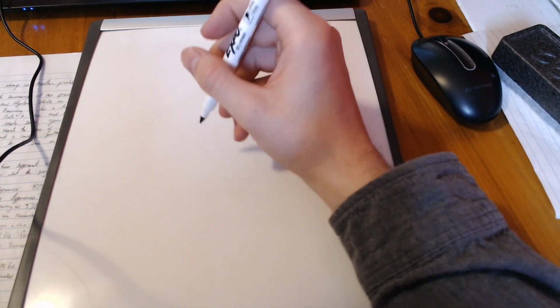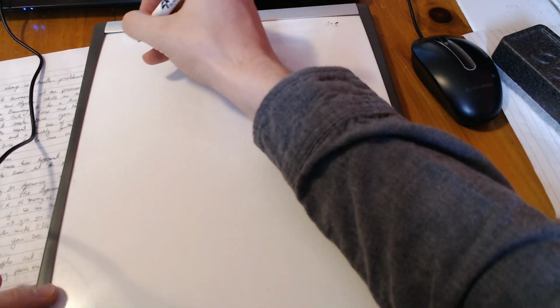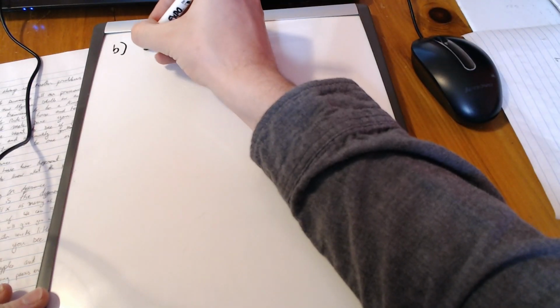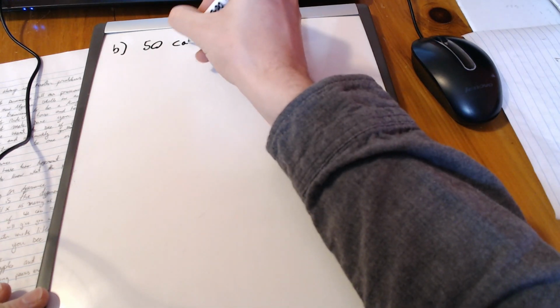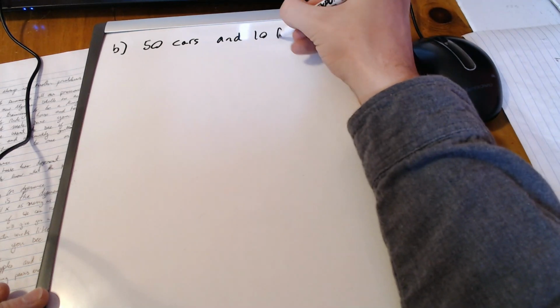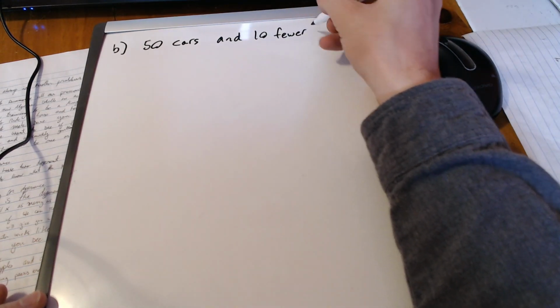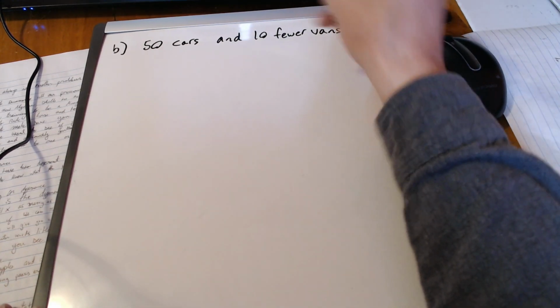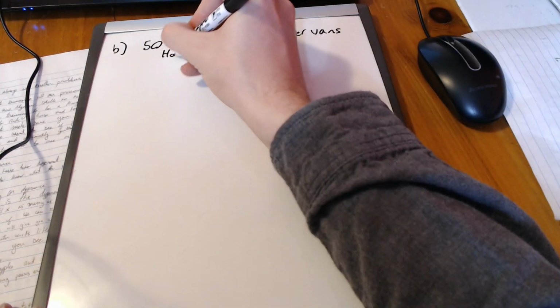Okay, so then if we were dealing with a B, I think some of you might be able to know where I'm going with this one. So I'm going to make this easy. Just 50 cars and 10 fewer vans. How many vans?